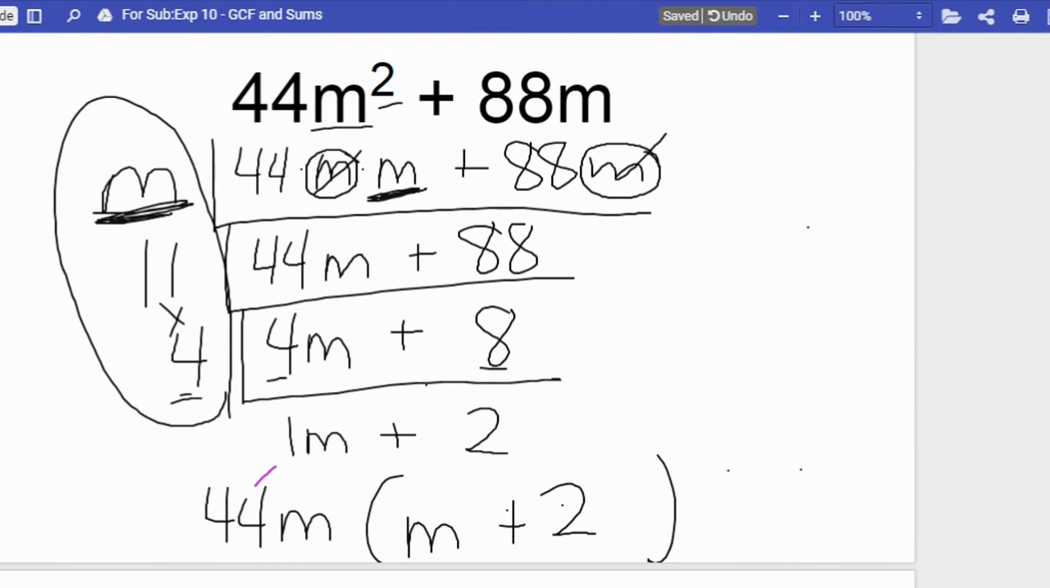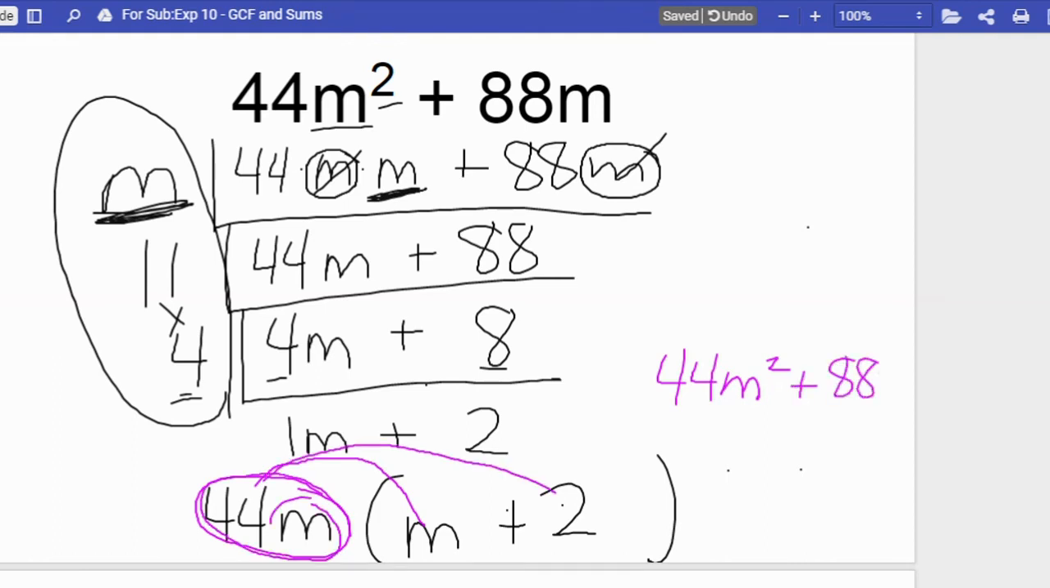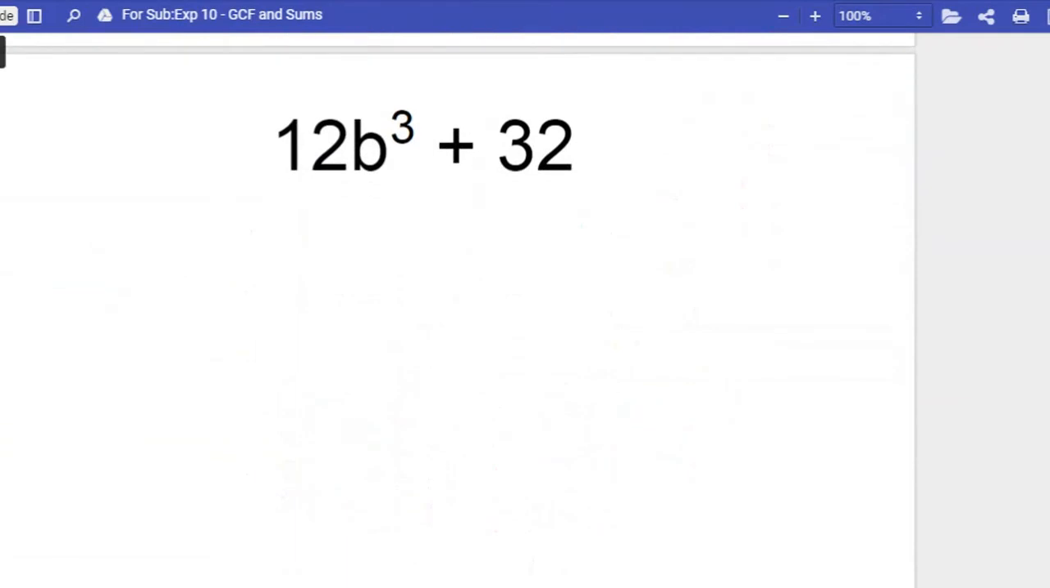11 times 4 is 44, and I have a what letter? I have an m, parentheses, 1m or just m, plus 2 is my sum. So there's my equivalent expression. Now I'm going to check it again. 44m, remember, this is a whole term. 44m times m. Well, m times m is m squared. So I have 44m squared.